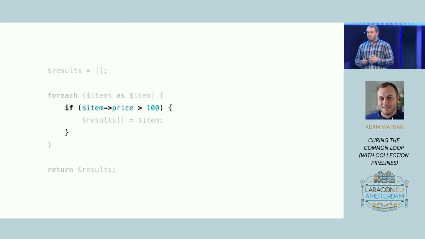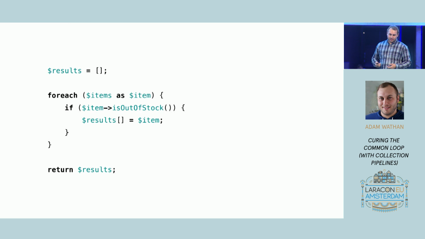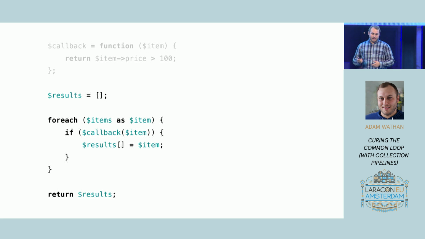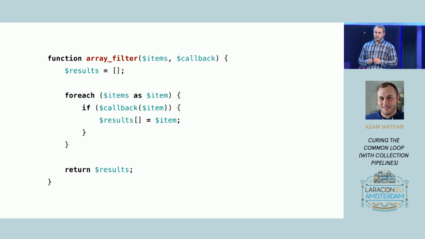We can do the same work to extract that into a callback, execute the callback inside the loop, and now we have two pieces of code that are, again, exactly the same, except for what's being passed in through the callback. So now that we have two pieces of code that are exactly the same, we can pull that out, wrap it in a function, and we've implemented array filter from first principles.